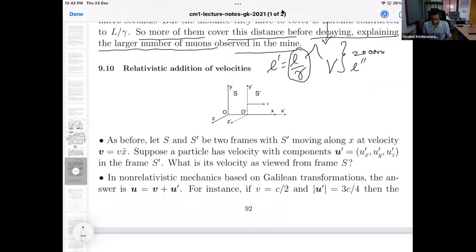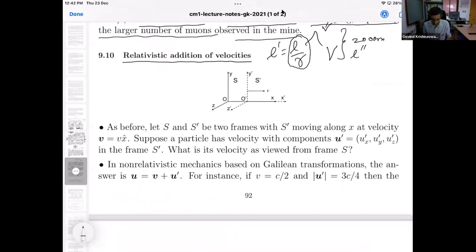And that I want to discuss is the relativistic rule for addition of velocities. So let us understand what this is. Okay, so as before, let S and S prime be two frames with S prime moving along the x-axis at velocity V x-hat. So suppose S prime is moving to the right relative to S, and let us suppose the two frames coincided at t equal to 0 for convenience.